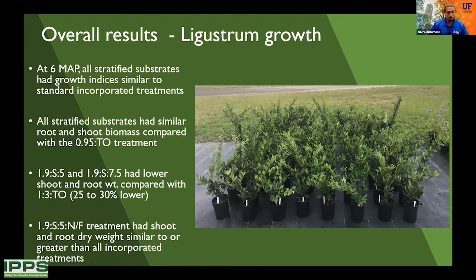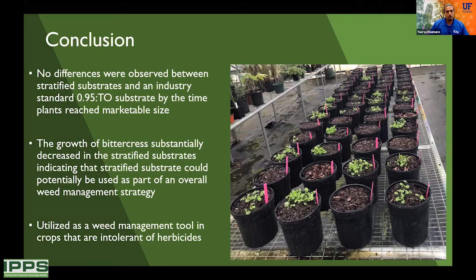But surprisingly, the 1.9 stratified treatment, which didn't have any fines in it, had the highest shoot and root dry weight. It was similar to or almost greater than all of the incorporated treatments. So in conclusion, no differences were observed between any of the stratified substrate and an industry standard substrate by the time plants reach marketable size. And the growth of Bitter-Cress substantially decreased in the stratified substrate. This indicates that stratified substrate could potentially be used as a part of an overall weed management strategy. And this study can be utilized as a weed management tool in crops, especially crops that are intolerant of herbicides.